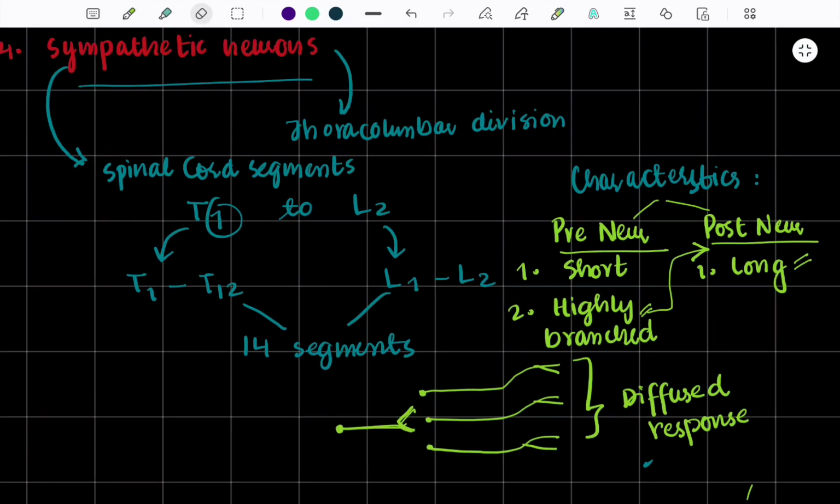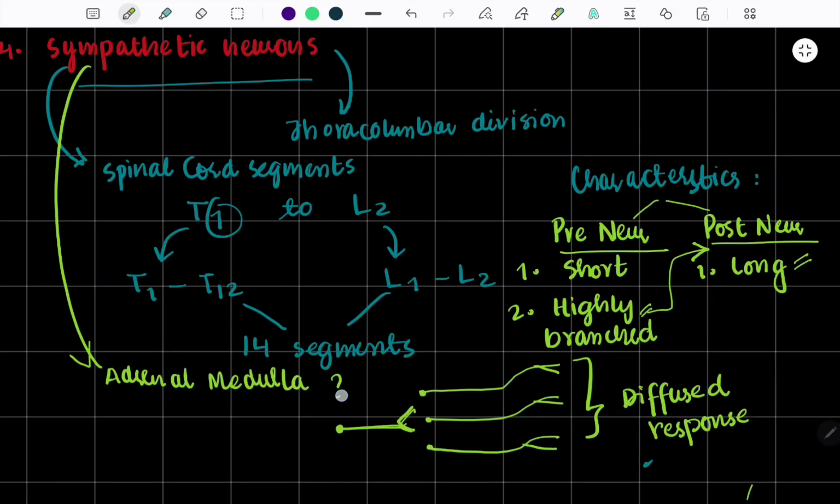Now here, let me tell you a key point, that the preganglionic neurons of the sympathetic nervous system, or the sympathetic neurons, also basically affect the adrenal medulla. The question is how? Basically, preganglionic fibers directly stimulate the adrenal medulla because it does not have any postganglionic fiber. So unlike other target organs like the heart and blood vessels, it doesn't have a postganglionic neuron, and the hormones are directly released from the adrenal medulla into the blood after being stimulated by the preganglionic neurons, and that causes the widespread systemic fight or flight response.